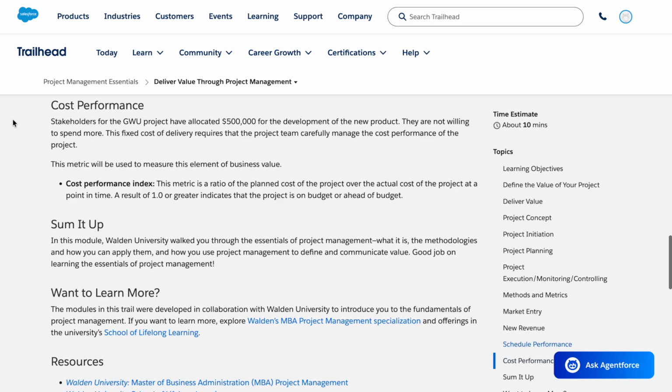Cost Performance Index. This metric is a ratio of the planned cost of the project over the actual cost of the project at a point in time. A result of 1.0 or greater indicates that the project is on budget or ahead of budget.